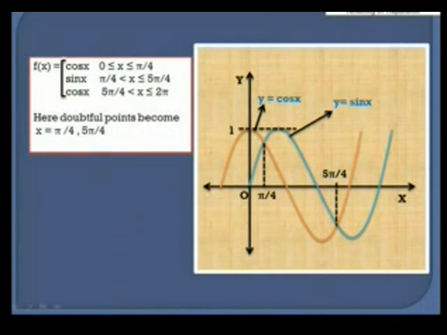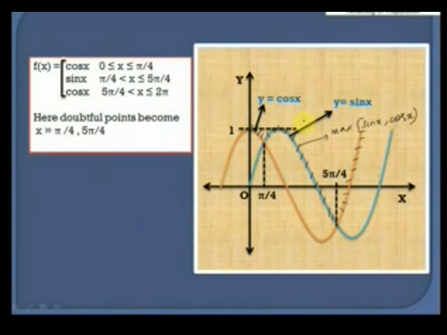Now we have to draw the graph of y equal to the maximum of sin x, cos x. So we see that in the interval 0 to π/4, cos x is greater than sin x. In the interval π/4 to 5π/4, sin x is greater than cos x. And in the interval 5π/4 to 2π, cos x is greater than sin x. And therefore, this becomes the graph of y equal to the maximum of sin x, cos x.